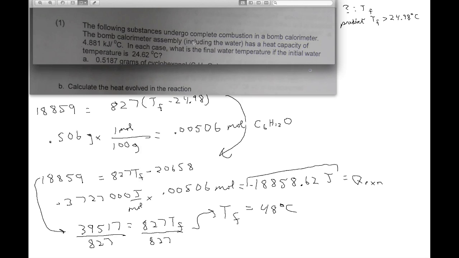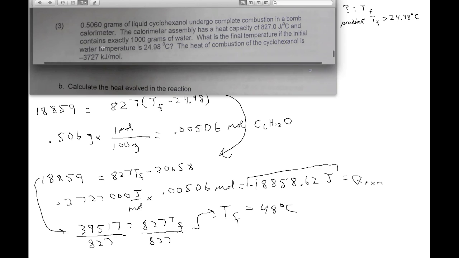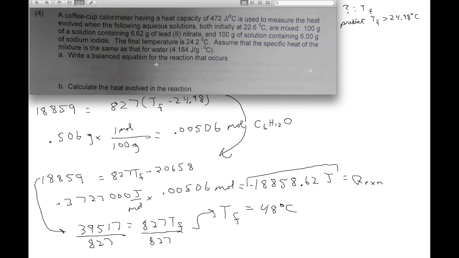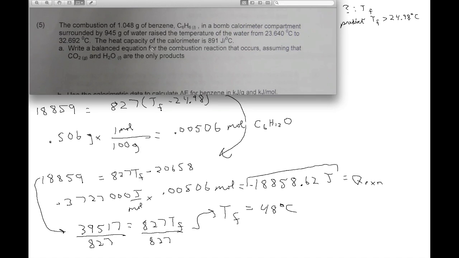In this case, we didn't do the water separately. And then the assembly was 4.8 kilojoules. Now, for number 3, notice that this heat capacity is actually a lot less than 4.8. So maybe we did number 3 wrong. Maybe for number 3, they wanted us to include the water. Maybe when they say assembly, they just mean the solid portions, unless they're more specific. I don't know. And then going on here to number 5, surrounded by 945, the heat capacity of the calorimeter.